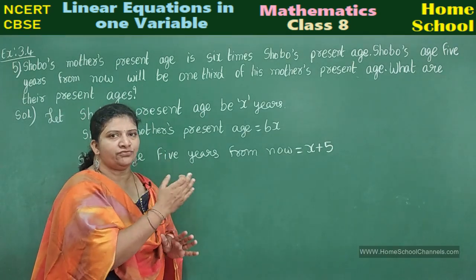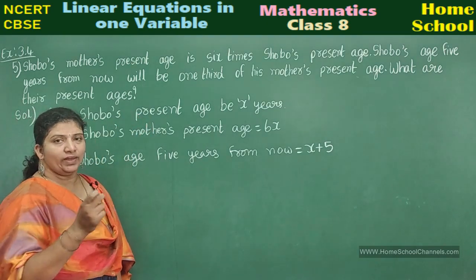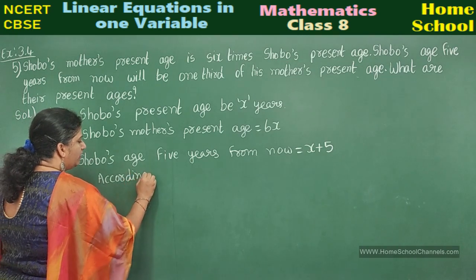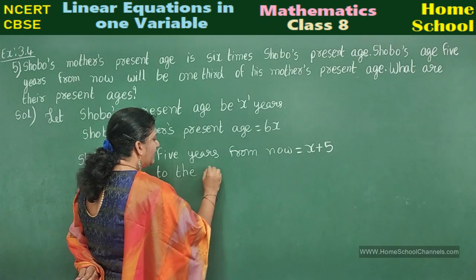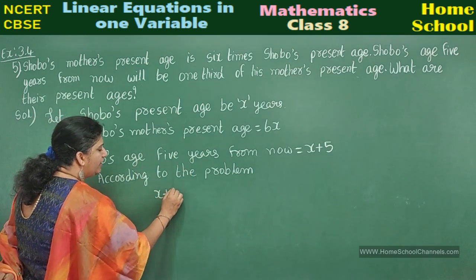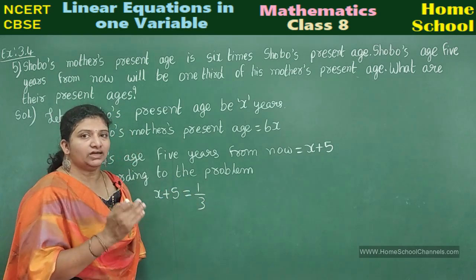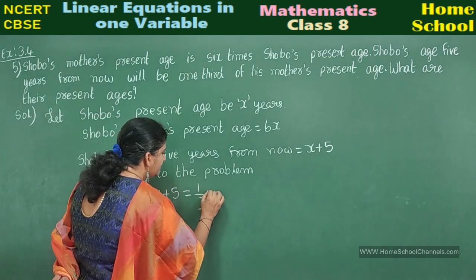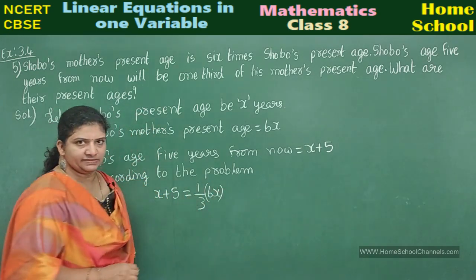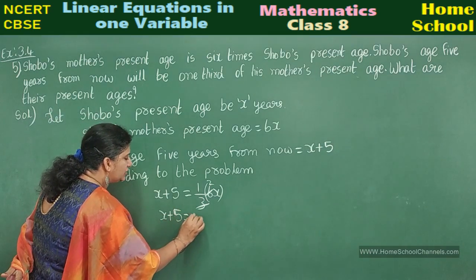Next, the statement we need to frame in the form of an equation. Let me read again. Shobo's age 5 years from now will be 1/3 of his mother's present age. According to the problem, how can we write this now? Shobo's age 5 years from now, x plus 5, will be equal to 1/3 of his mother's present age. 1/3 of his mother's present age is how much? 6x. 1/3 into 6x. If you want, you can cancel directly. 3 2s are 6. x plus 5 is equal to 2x.